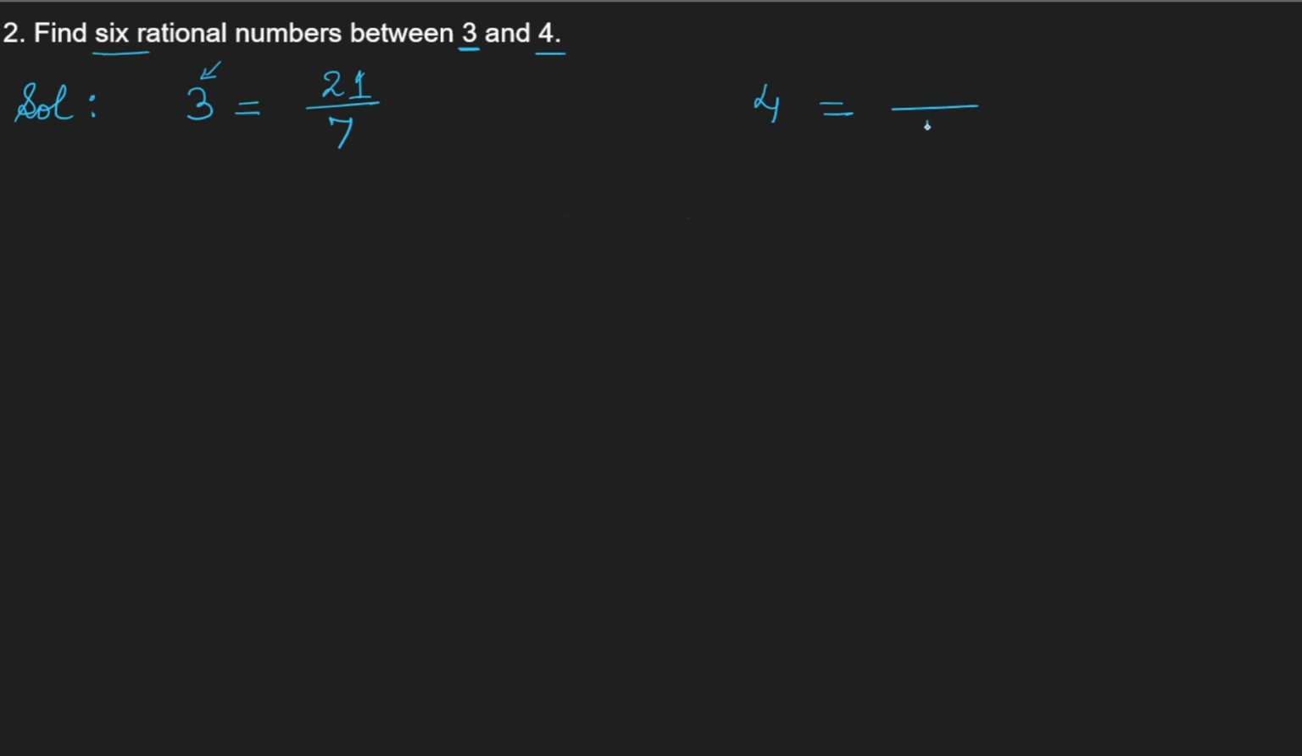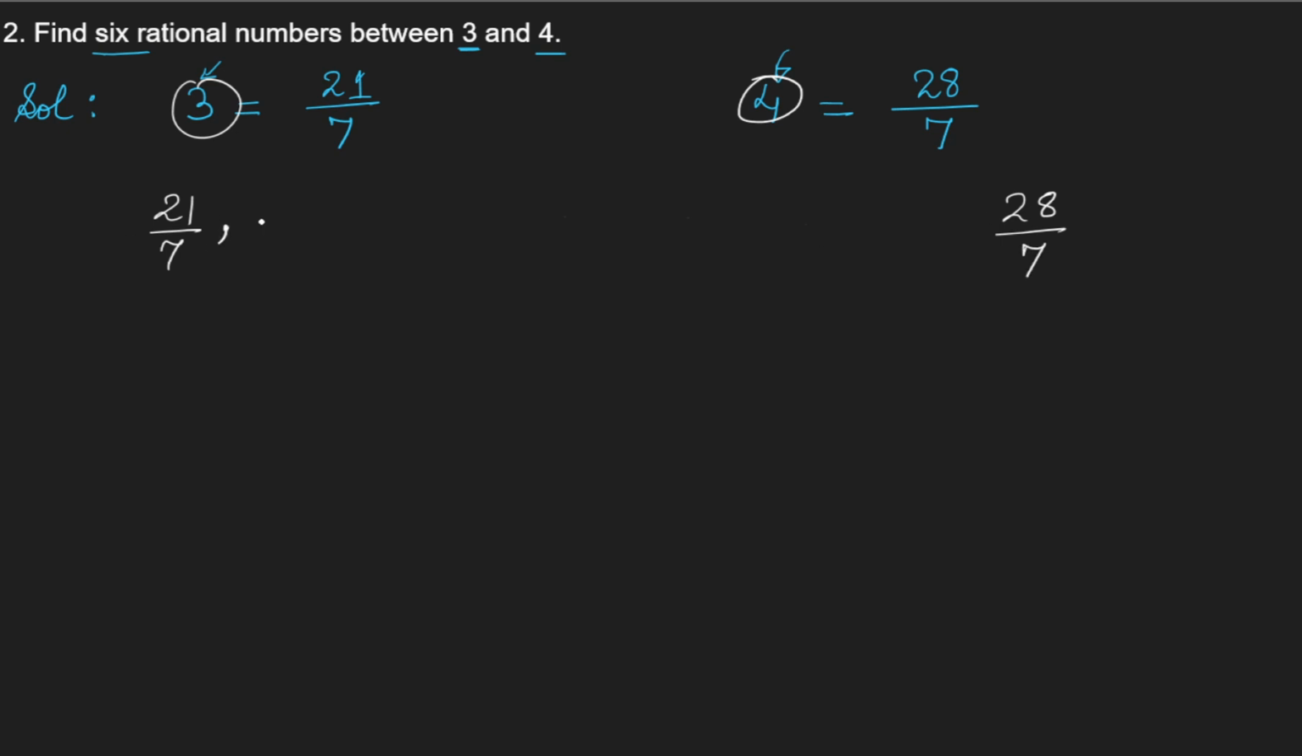In the same way, we are going to write 4. Do not change the denominator this time. You need to think of a number on dividing which by 7 gives this number 4. So again, the number here would be 28. Now instead of writing 3 and 4, I'm going to write 21 by 7 and 28 by 7.